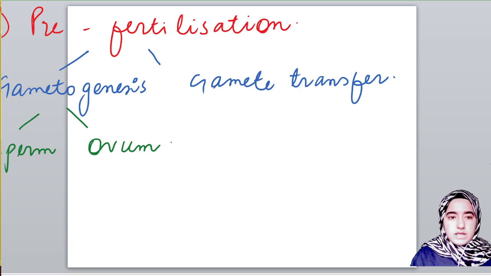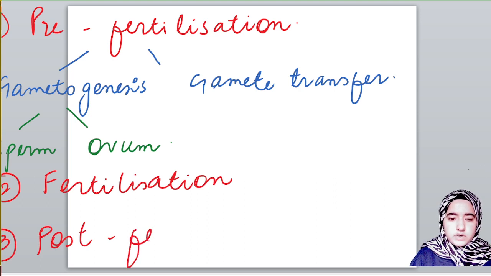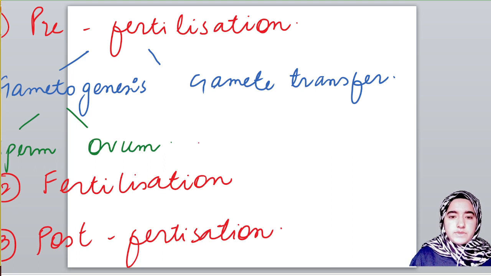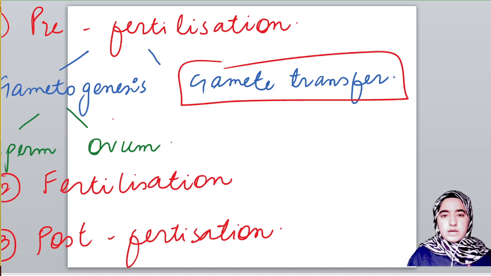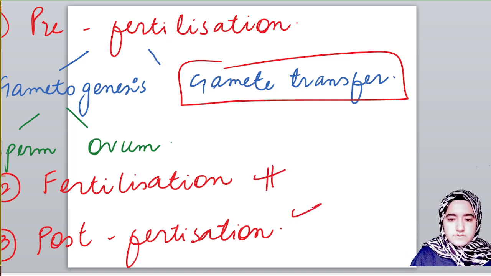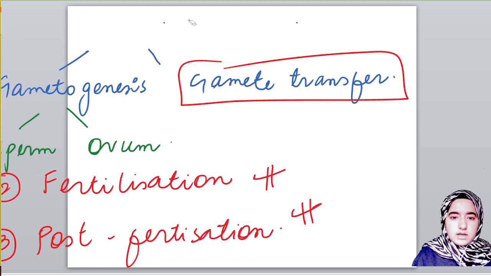And we saw that we have another phase known as fertilization, and we have the final phase of sexual reproduction known as post fertilization events. These are basically events. Now we will see what gamete transfer is. In this part we will discuss what gamete transfer is, what fertilization is, and what post fertilization is. So without wasting any time, we will start our new topic.